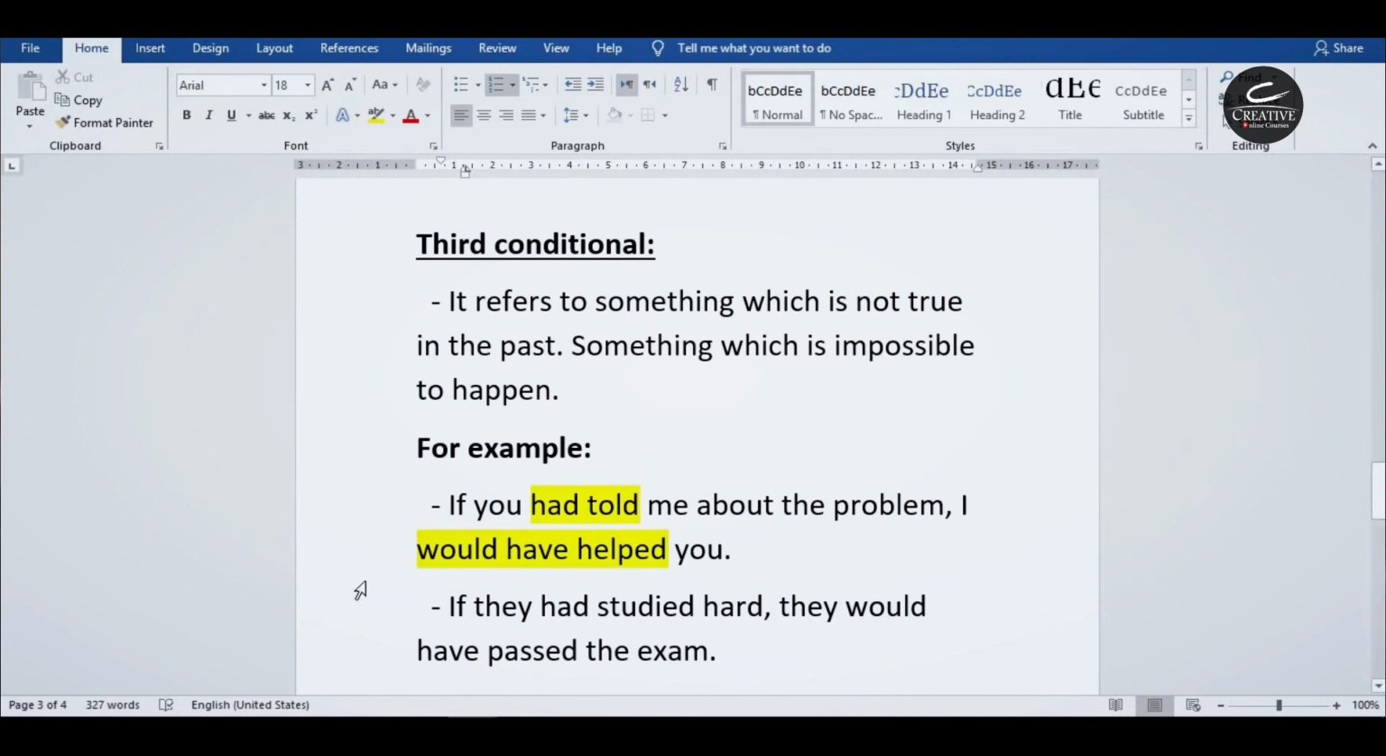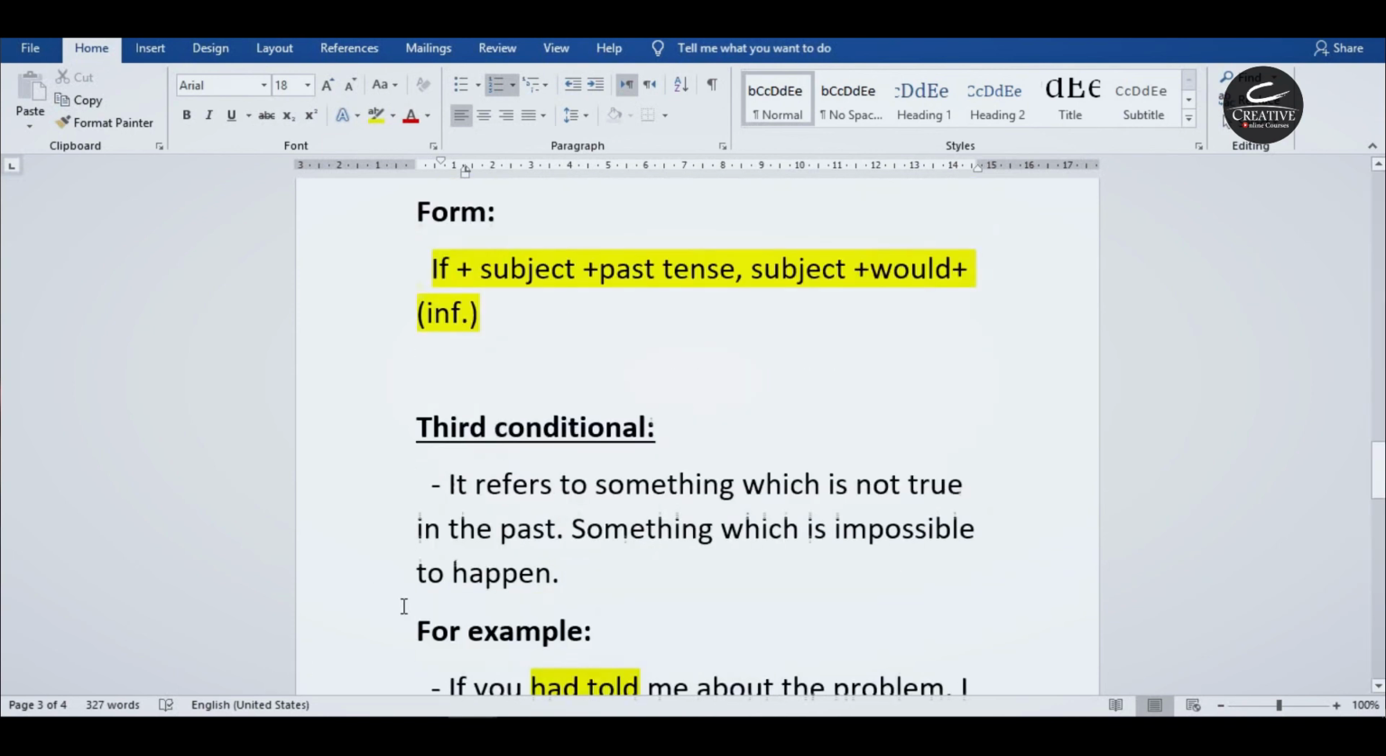Okay, we said also that we can put if even in the first part, even at the beginning of the sentence or in the middle. If we're going to put it at the beginning of the sentence, we have to use a comma. Okay, for example, if you had told me about the problem, comma, I would have helped you. Okay, and we can also put it in the middle of the sentence. Okay, like I would have helped you if you had told me about the problem. And in this case, we're not going to put commas.